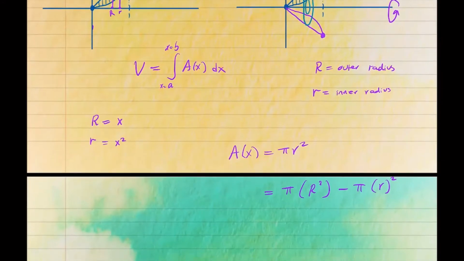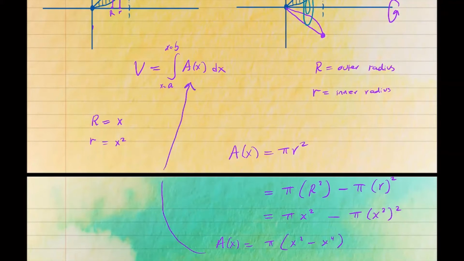So what is big R? Well, in terms of x, that's just x. So this is pi x squared minus, and the little r is x squared, so this is pi (x squared) squared. Our area function comes down to pi, and I'll factor out the pi from both of these, x squared minus x to the fourth. So that's what we're going to sub in right in here and integrate.